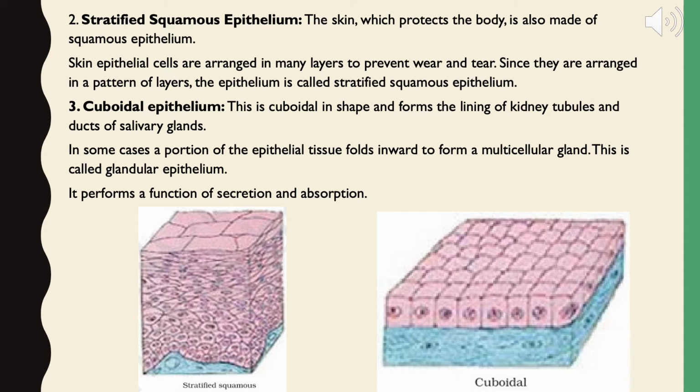Now coming to the third, that is cuboidal epithelium. It means the cells are cuboidal in shape and they are present in the ducts of salivary glands and kidney tubules. In some cases, this portion of epithelial tissue folds inward and forms a multicellular gland. When the gland is formed, that is called glandular epithelium. The best examples are our sweat gland and tear gland. And what is its function? Secretion and absorption.